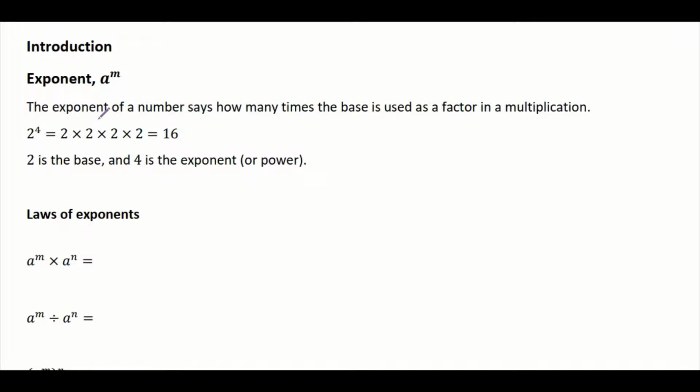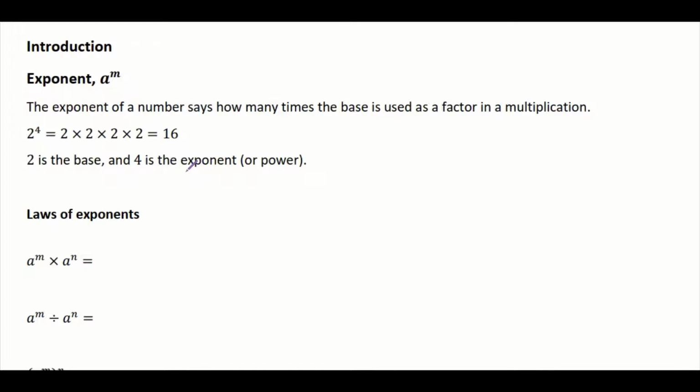Okay, so basic knowledge. The exponent or power of a number tells you how many times the base is used as a factor in the multiplication. So if we write 2 to the power of 4, it means we use 2 four times in multiplication to get 16. So 2 is called the base and 4 is the exponent, or sometimes we call it power.